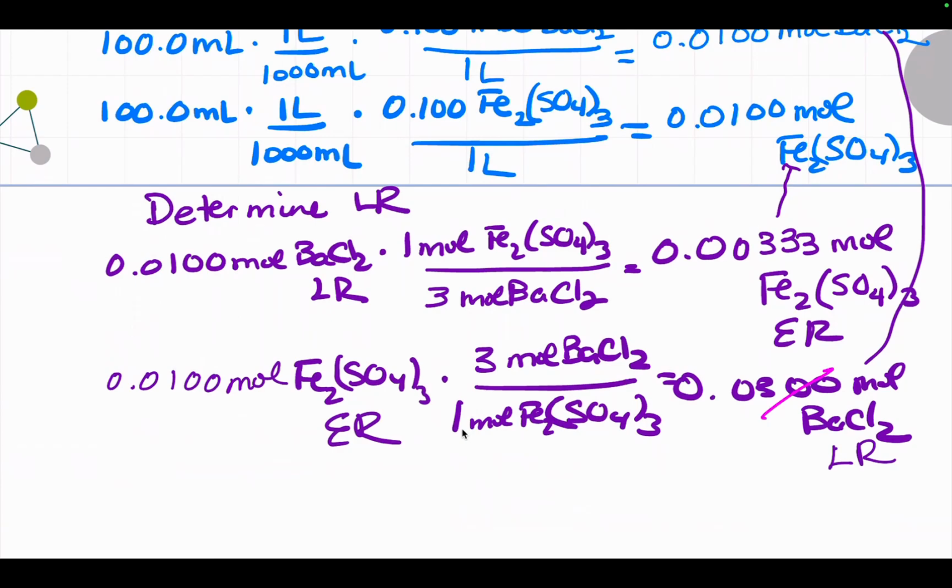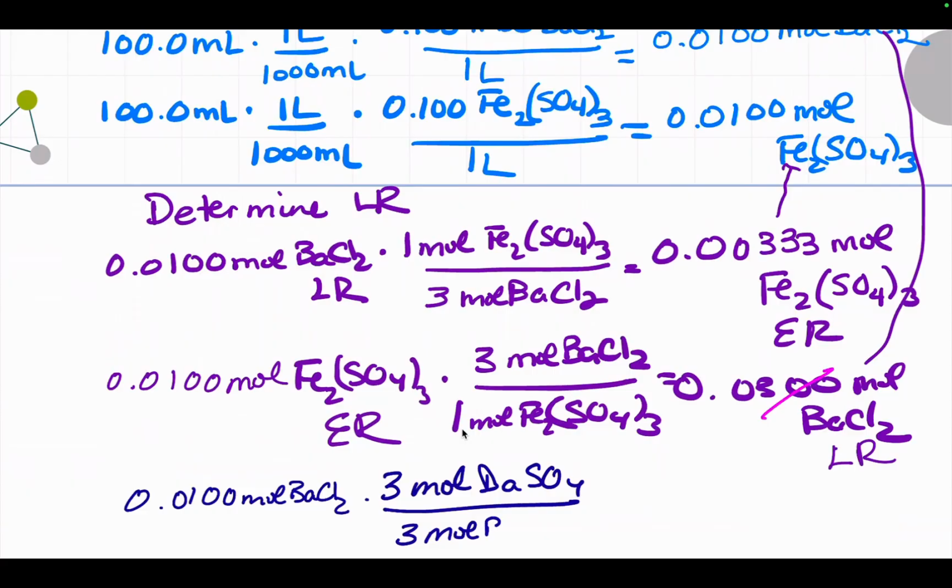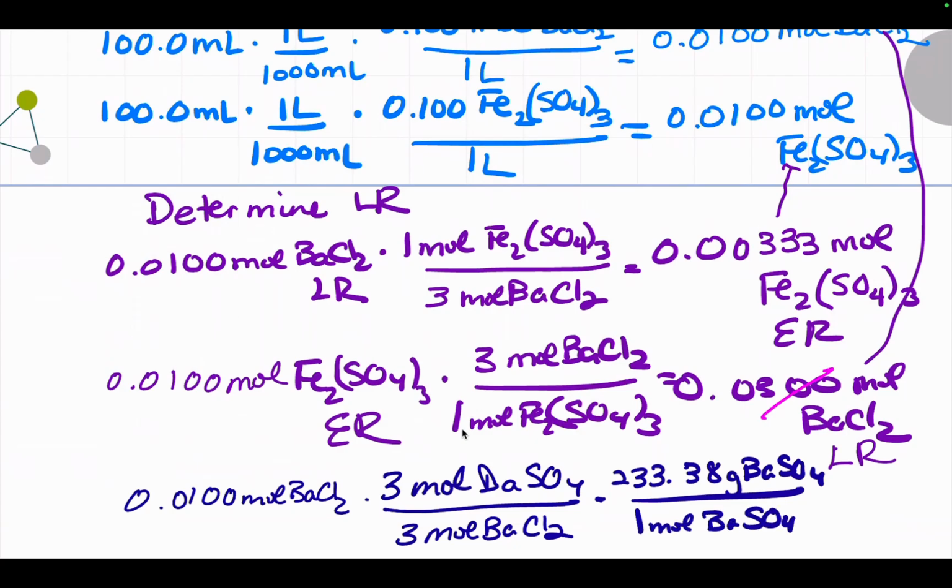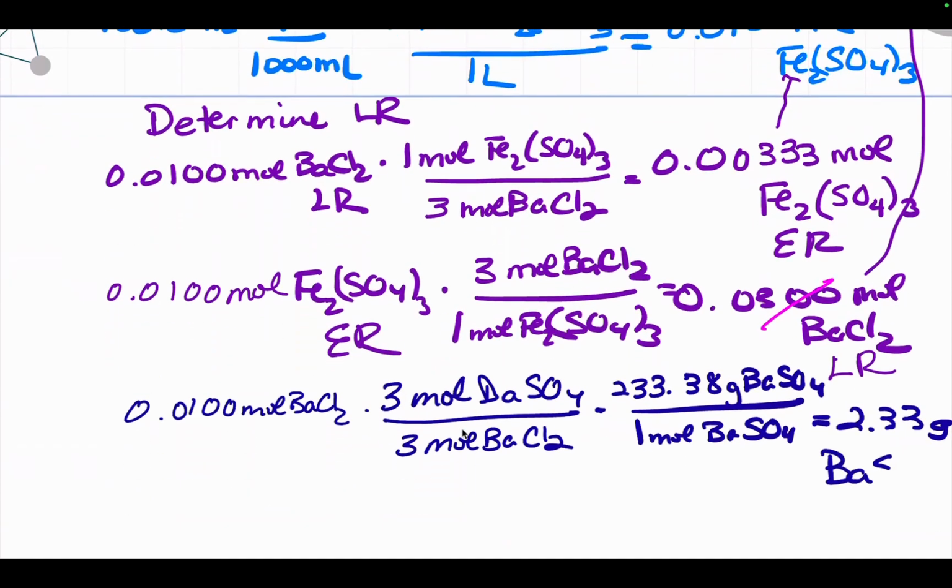So now that I know who the limiting reactant is, which I'm going to start with, the barium chloride. And now my precipitate, remember up above, was the barium sulfate. And then I just want to go to grams by using the molar mass of the barium sulfate. And when I do that, I get 2.33 grams of the precipitate, the barium sulfate.